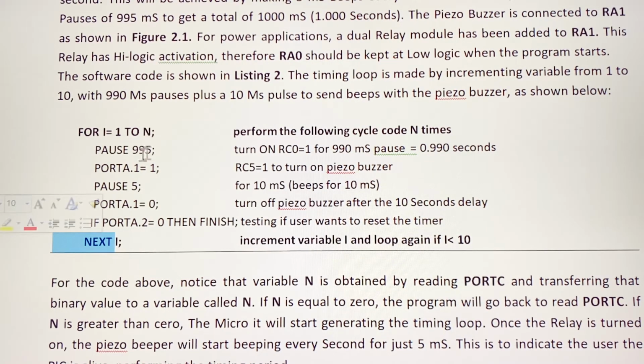So we could create here a 1000 millisecond pause, which is equal to 1 second. Instead of doing that, we reduce 5 milliseconds from this pause and we add another 5 milliseconds right there. First we turn on the beeper, then we add 5 milliseconds, and then we turn off the beeper. So that's how we create that 1 second. 995 plus 5 is 1000 milliseconds.